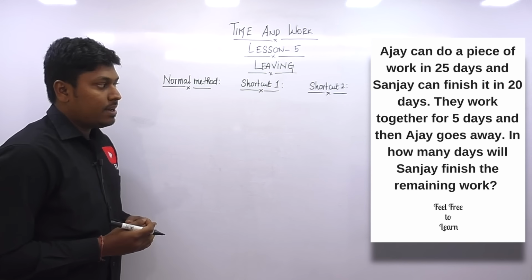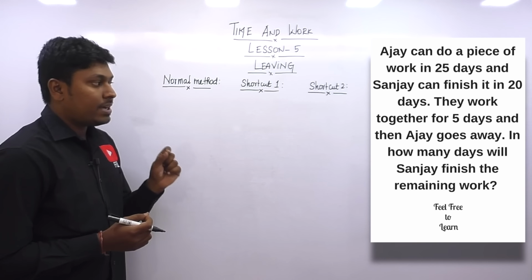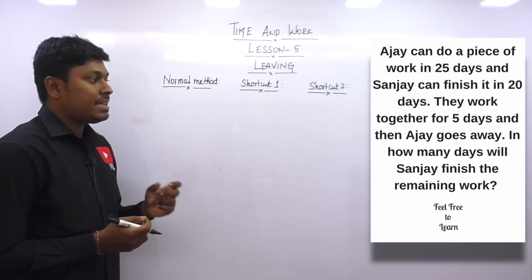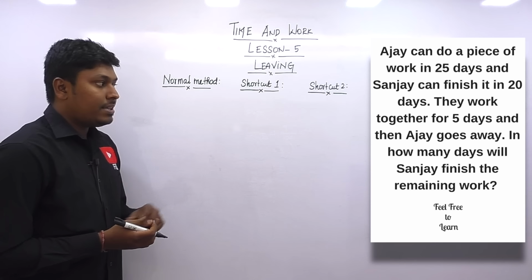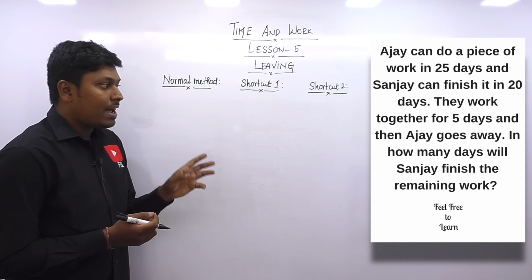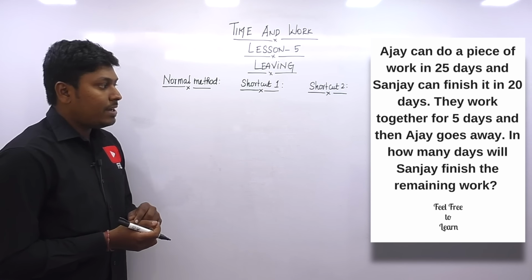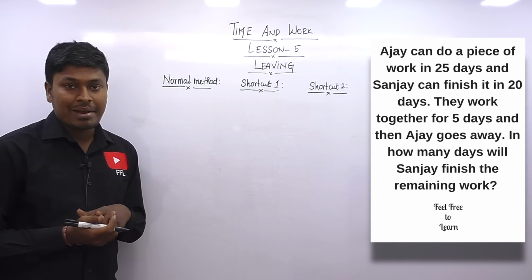Question number 3. Ajay can do a piece of work in 25 days and Sanjay can finish it in 20 days. They work together for 5 days and then Ajay goes away. In how many days will Sanjay finish the remaining work?